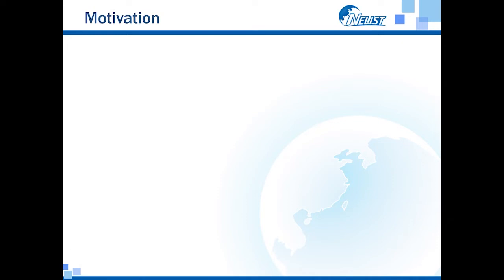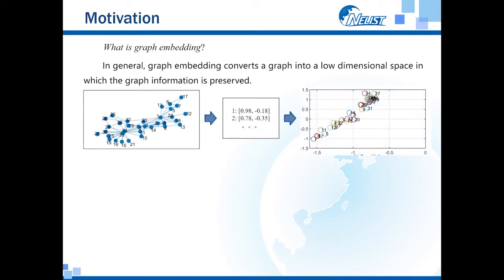The first question is, what is graph embedding? In general, graph embedding converts a graph into a low-dimensional space in which the graph information is preserved. Here is an example of a node embedding. You can see that the nodes in the graph are transformed into two-dimensional vectors, and the community structure is also preserved.